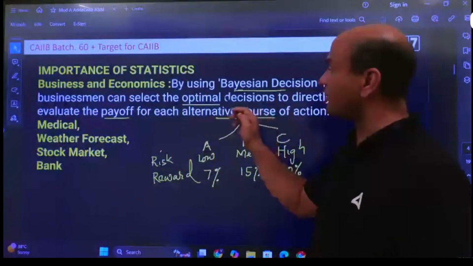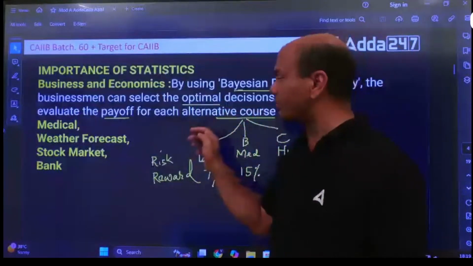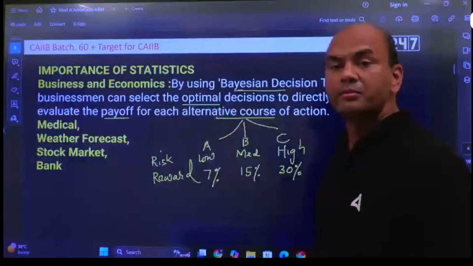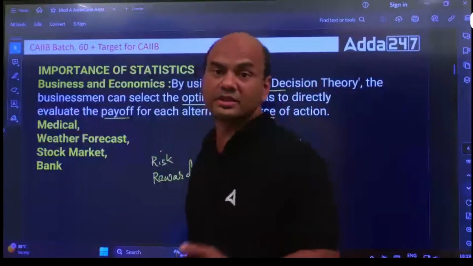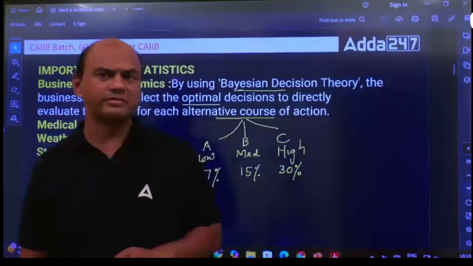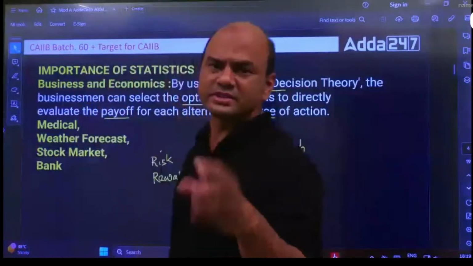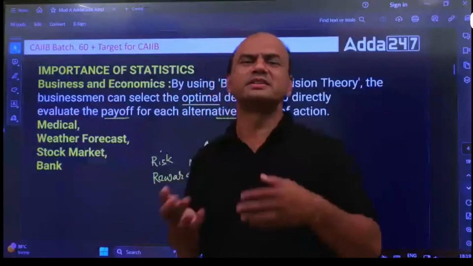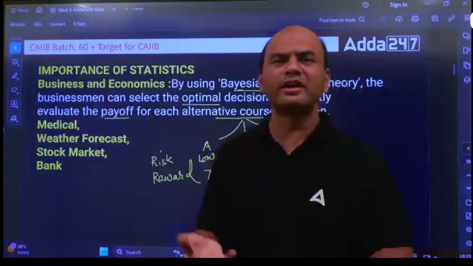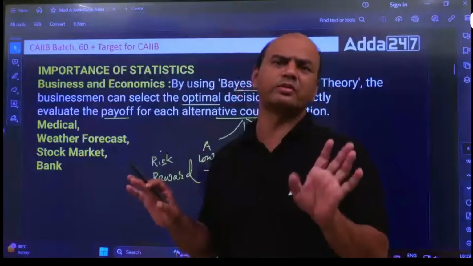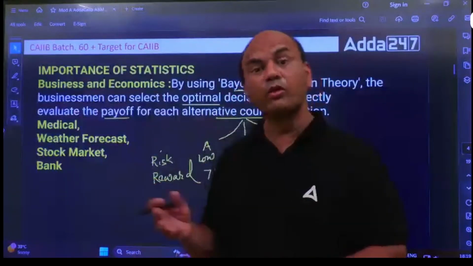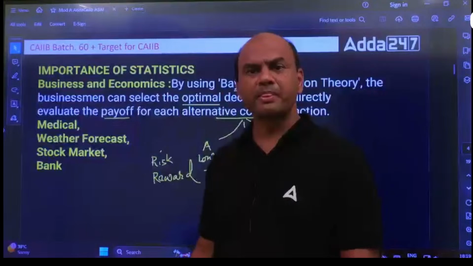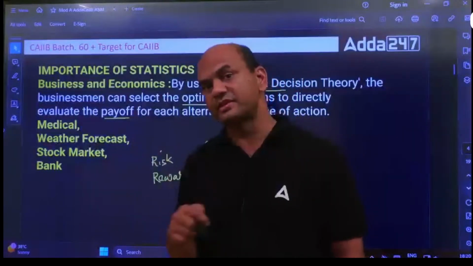What do you mean by this? Optimal decisions to evaluate the payoff. What do you mean by payoff? Payoff means always risk-reward system. What is risk-reward system? See, whenever you invest in shares, you all might be investing in something. Shares, mutual fund, FD, right? Somewhere you might be investing. Property, gold, anything.